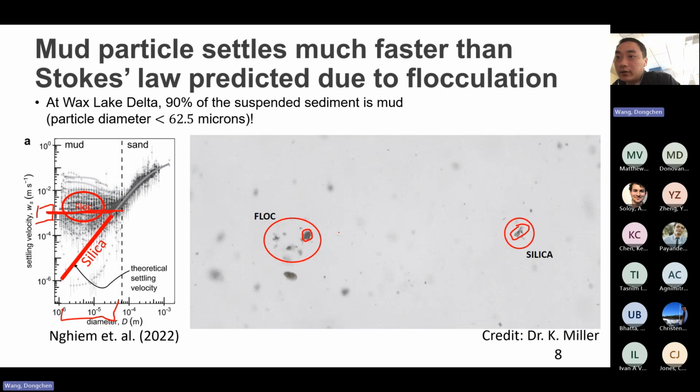The third question is, how do you assign floc distribution for native soil in the delta? Yeah, so floc distribution.